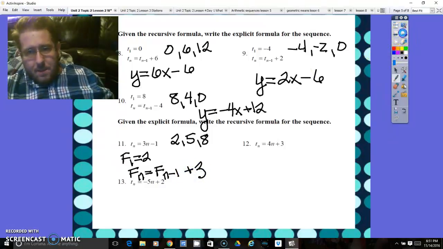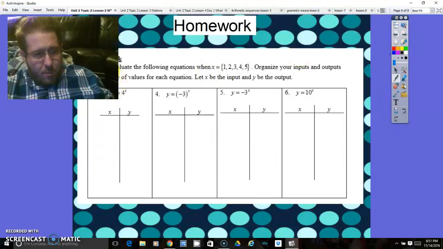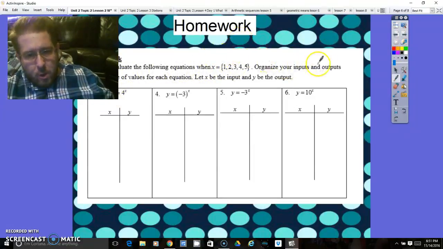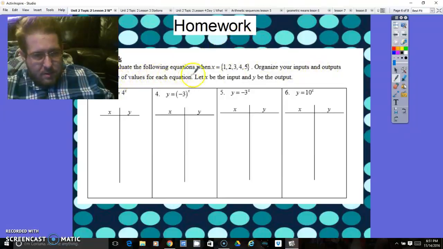All right, so I'm going to skip through that and get to this homework. Evaluate the following expressions when using 1, 2, 3, 4, and 5. Organize your inputs and outputs into a table of values for each equation. Let x be the input and y be the output. So they're telling us that they want us to use 1, 2, 3, 4, and 5.